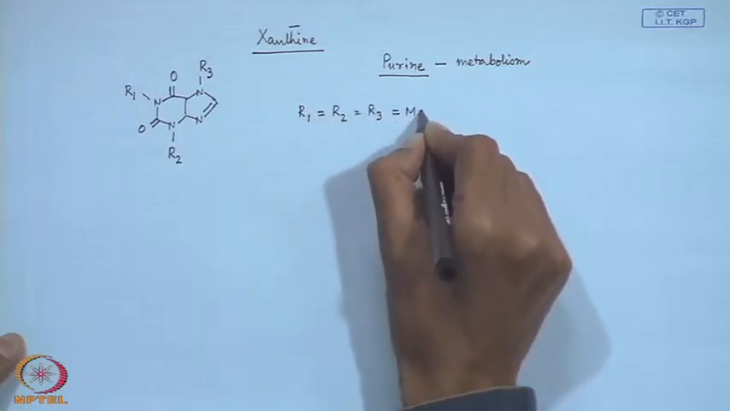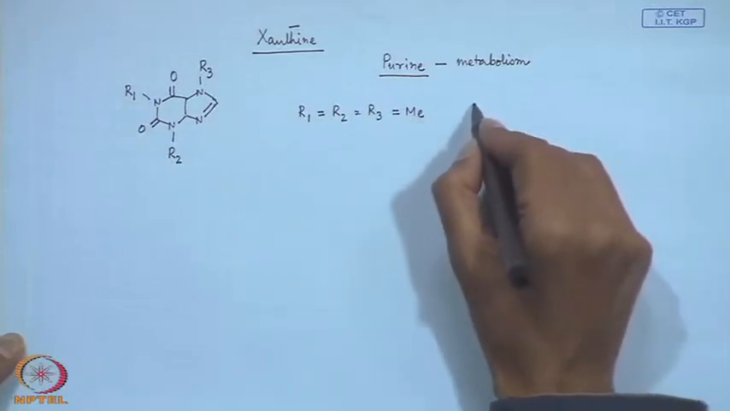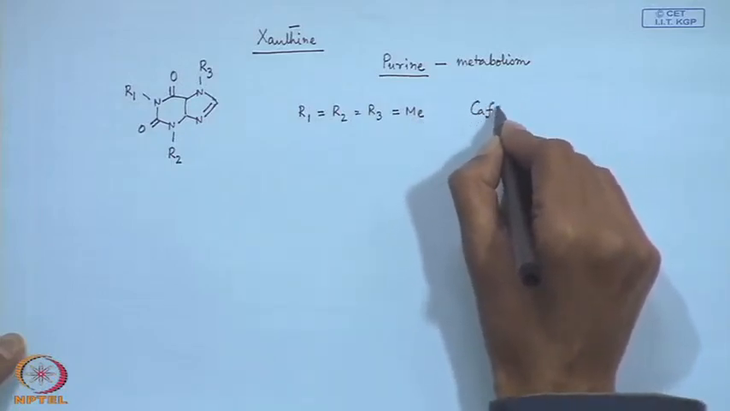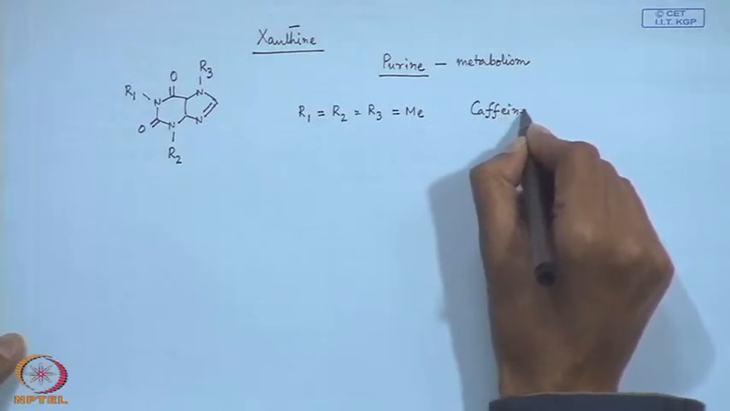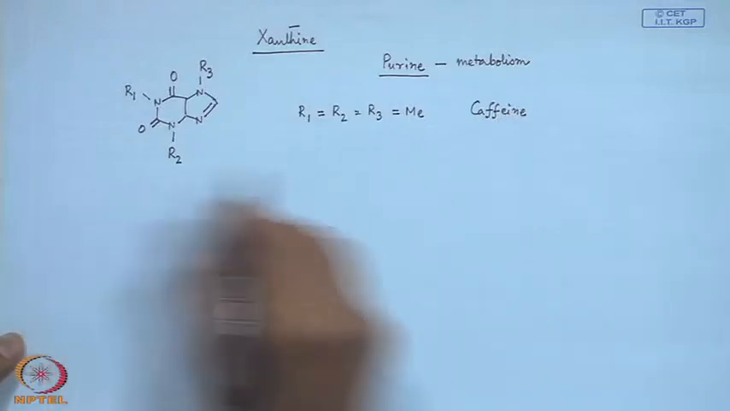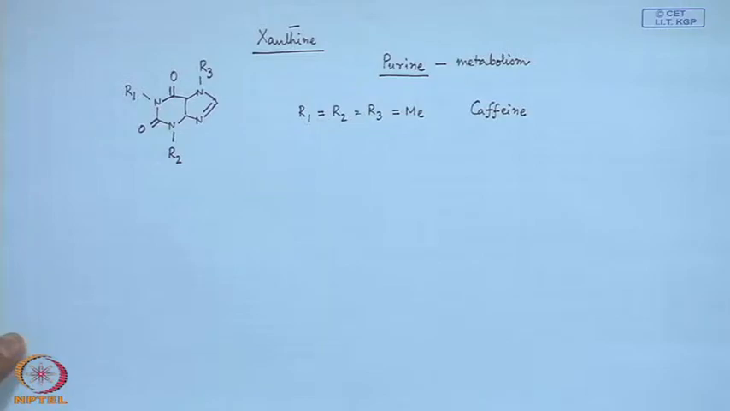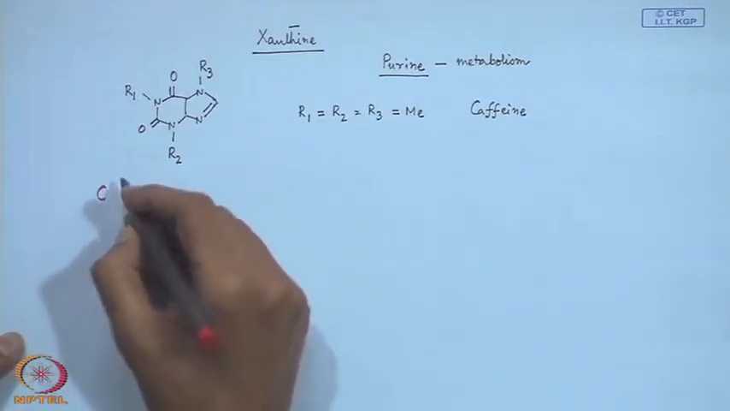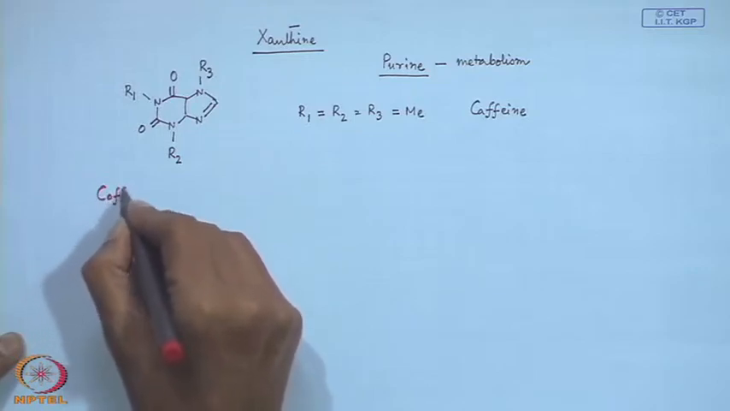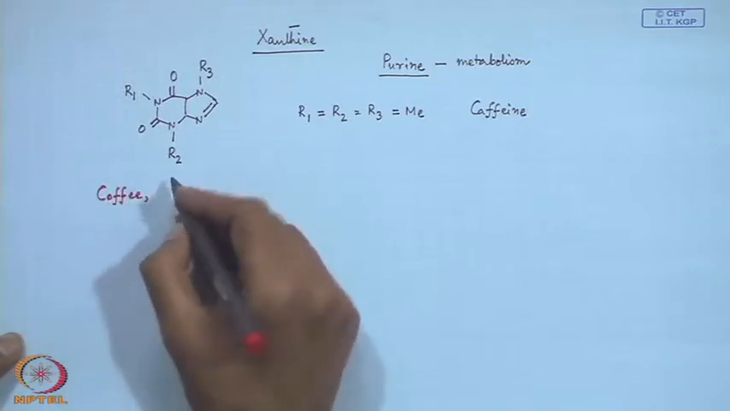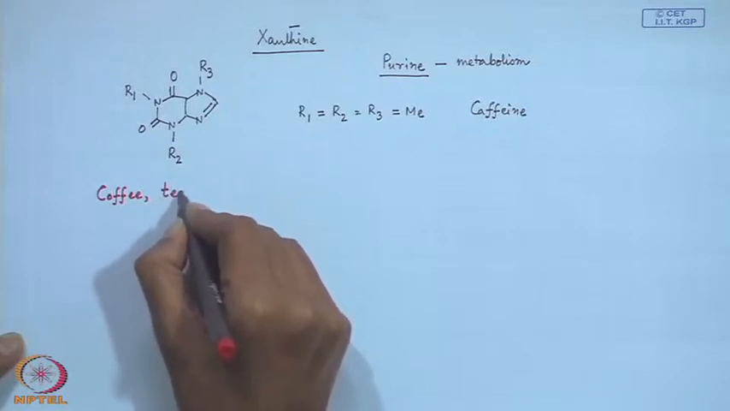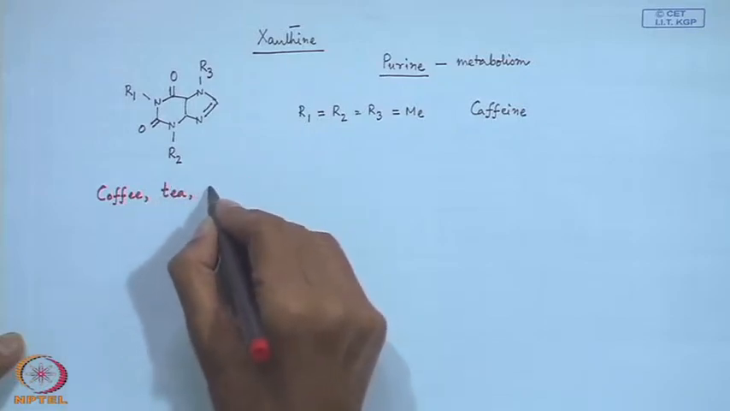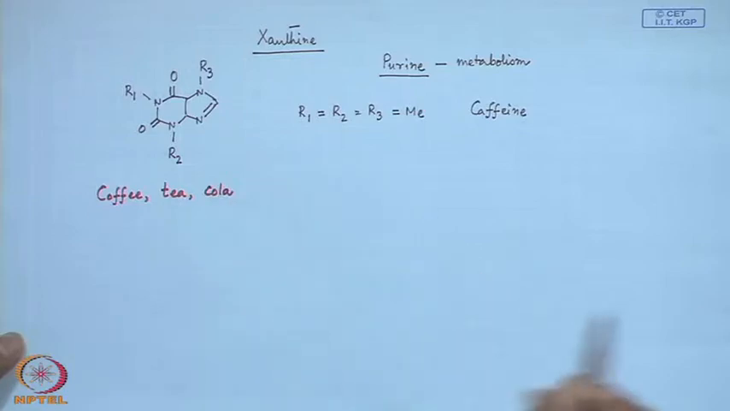So, one such we can simply know is that when R1 is equal to R2 is equal to R3, that means when all the substitutions are methyl, we get caffeine. So, your source definitely would be coffee, tea, cola, etc. So, we get all these from coffee, tea, cola, other things.